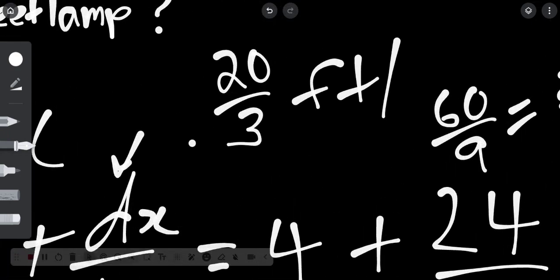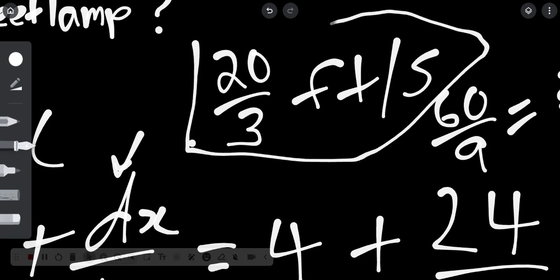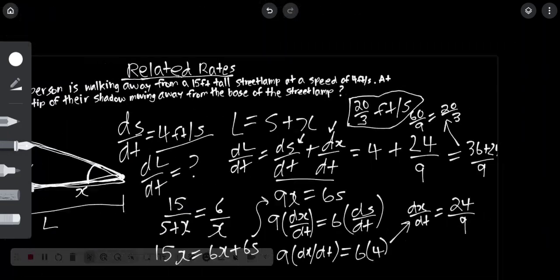So that is your answer. This 6 feet man, I wish I was that man, but this 6 feet man is moving at 20 over 3 feet per second.